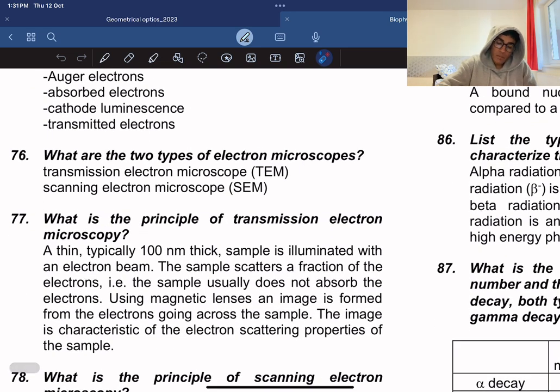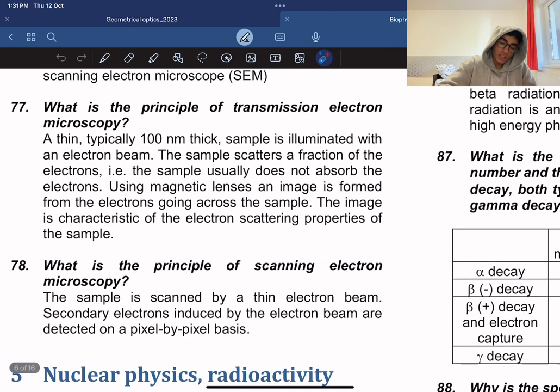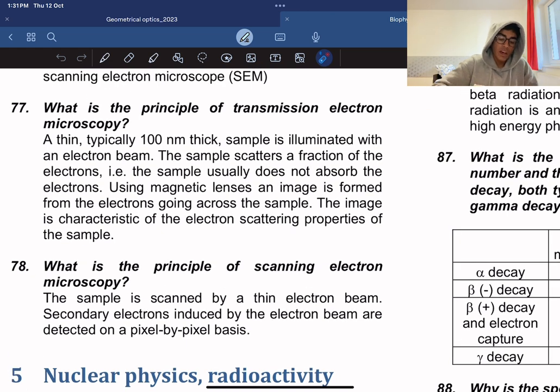What are the two types of electron microscopes? Guys, come on. What is the principle of transmission electron microscopy? A thin sample, typically 100 nanometers thin, is illuminated with an electron beam. The sample scatters a fraction of the electrons. The sample usually does not absorb the electrons. Using a magnetic lens, an image is formed from the electrons going across the sample. The image is characteristic of the electron scattering properties of the sample. In transmission electron microscopy, you just see that this electron scattered this much, this electron has lost energy, this electron has not lost energy, this electron has passed through. So using all this information, we make an image. That's basically it. Remember this, 100 nanometers thick and all.